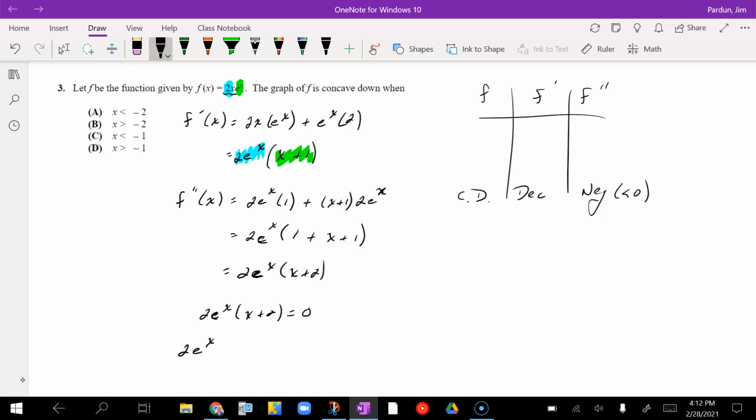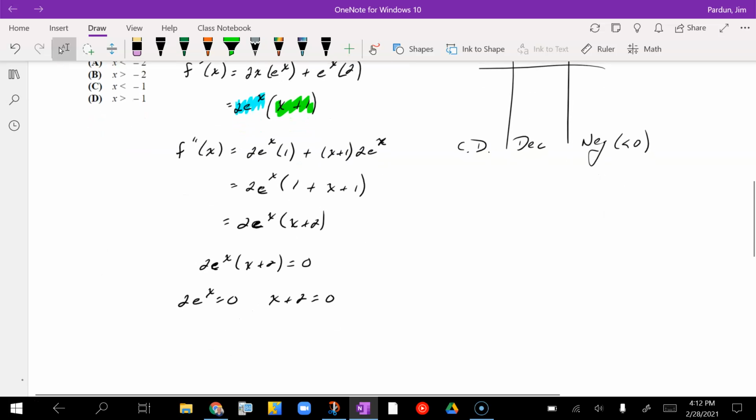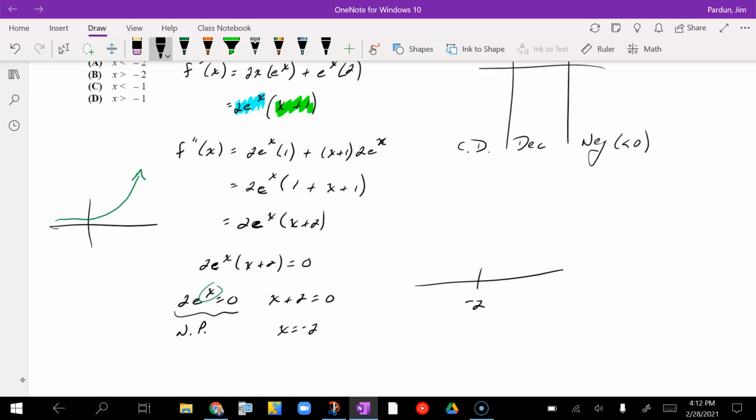So that means 2e to the x is equal to 0, and x plus 2 is equal to 0. Well, this is impossible, so I'm going to put not possible. The reason why it's not possible is because 2e to the x is an exponential graph, and so it will never touch 0. Or you can think about it this way: it doesn't matter what value you put in for x, you'll never get e to the x to equal 0. So this gives me x equals -2. So now there's my sign chart.